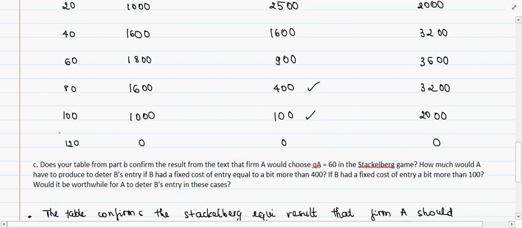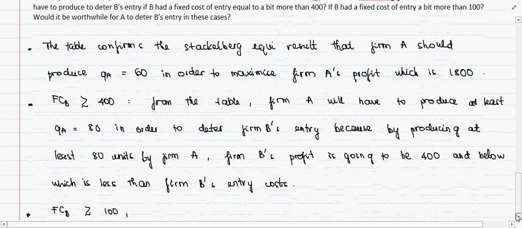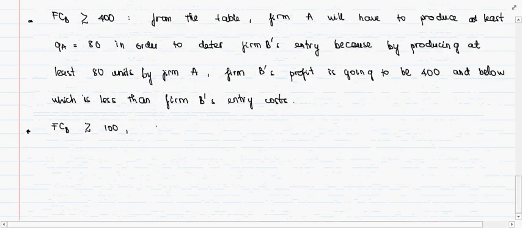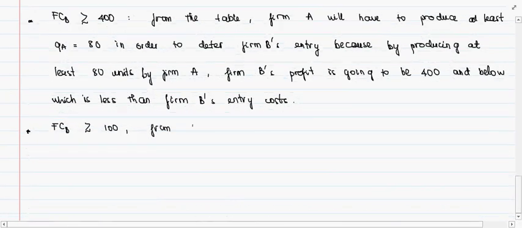Because if firm A is producing at least 100 units of output, then firm B's maximum profit is going to be 100 or below that. So firm B's profit is going to be below firm B's entry cost, and therefore firm B is not going to enter the market. So again, from the table, firm A will have to produce at least 100 units of output.